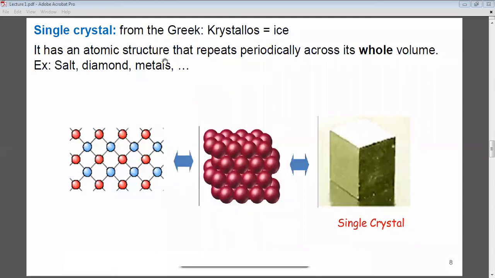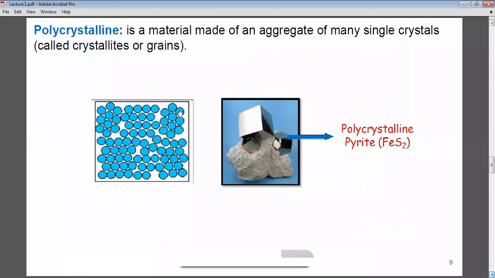Then there is the third type of solids, and that is the polycrystalline. This is one example here. It's a material made of an aggregate of many single crystals called crystallites or grains. So in some places, you will see single crystals, in other places, you will see not so very well ordered material. If we look here, you will find some parts of it are crystalline, parts of it are not crystalline, and look as if they are amorphous. Okay, so it is called polycrystalline because it has many single crystals packed together.